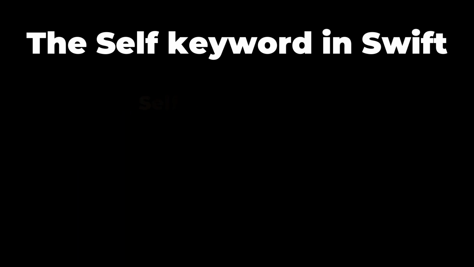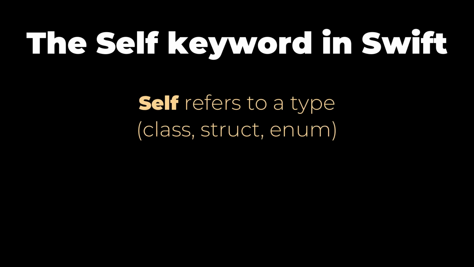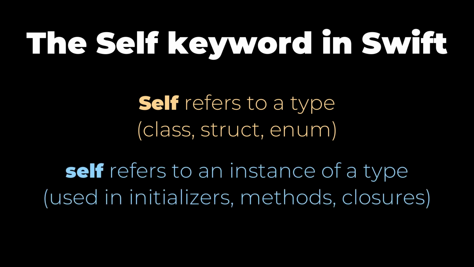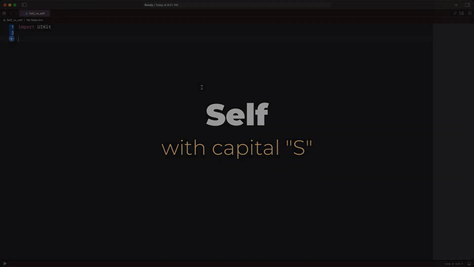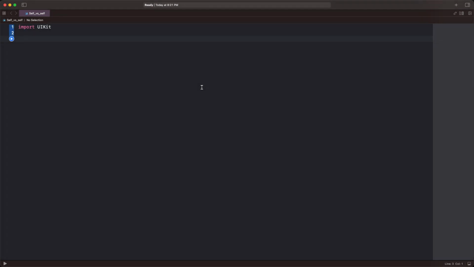In a nutshell, self with capital S refers to a type, such as a class, struct, or enum. In contrast, self with lowercase s refers to the actual instance of a type, and it's used in initializers, methods, and closures. We'll see all that in more detail, and to get started, let's focus first on self with capital S. Let's consider a basic example involving a protocol and two types that conform to it.